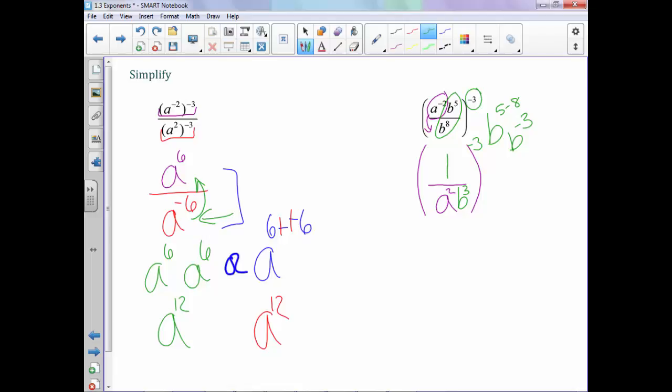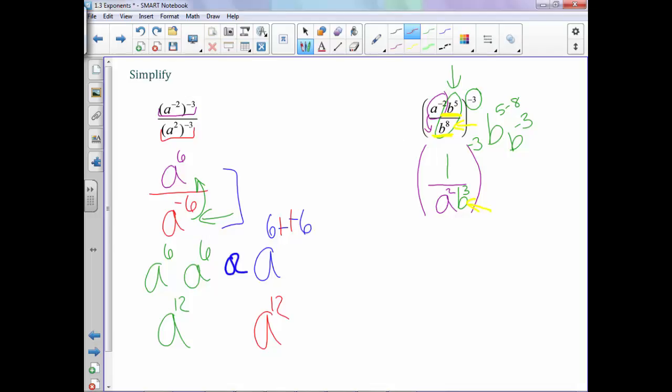Another way of thinking about this part right here is you have 8 b's in the denominator, 5 b's in your numerator. So 5 of them are going to cancel out with each other, and you'll have 3 left in your denominator because your denominator had more to begin with.